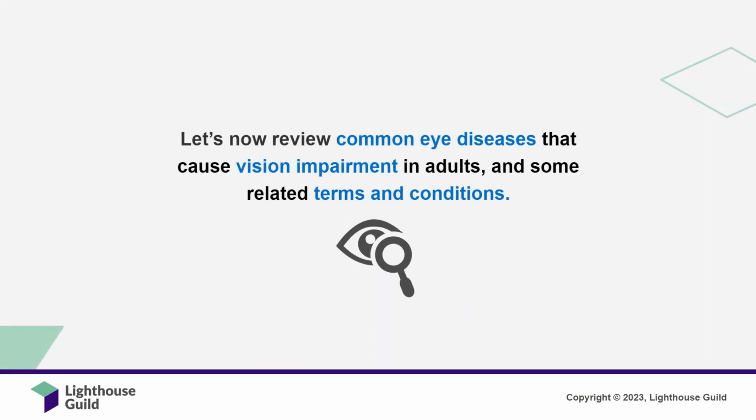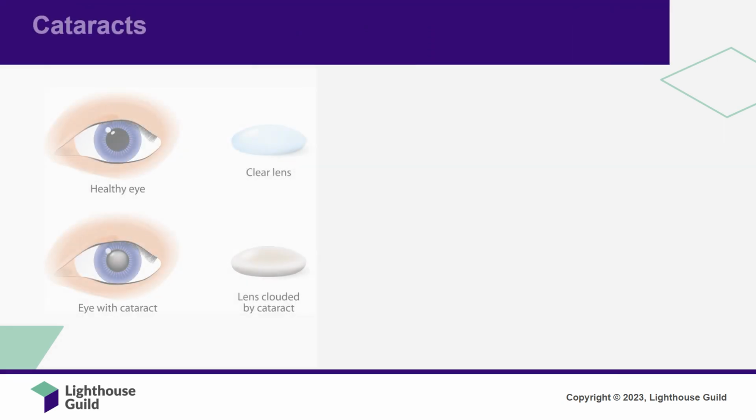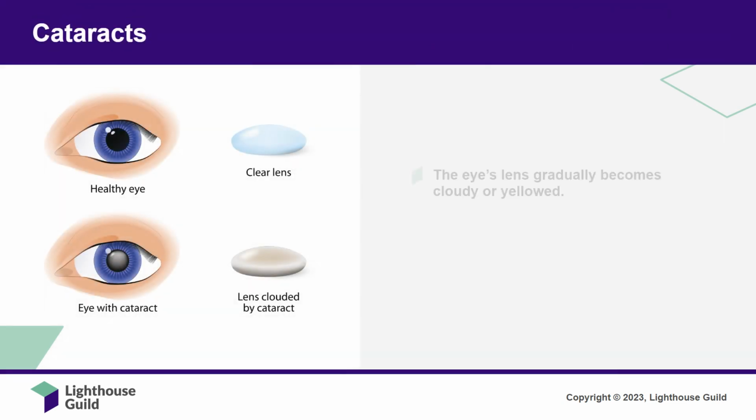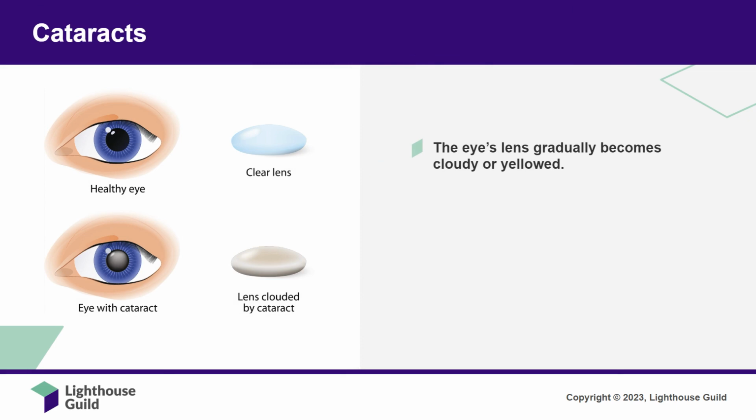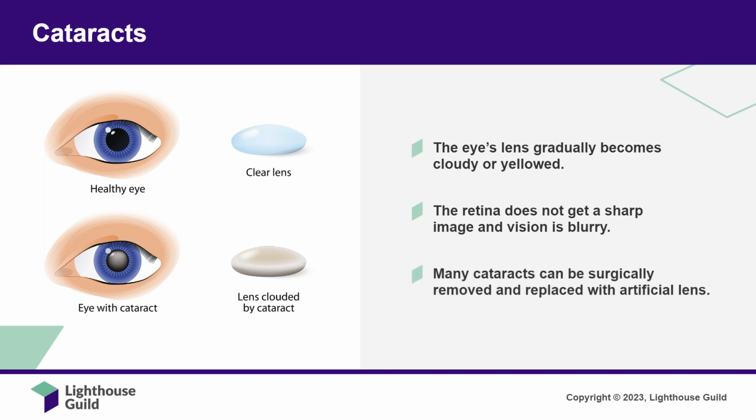Now we'll review common eye diseases that cause vision impairment in adults and some related terms and conditions. We'll begin by reviewing cataracts. A cataract is when the eye's lens gradually becomes cloudy or yellowed. The retina then doesn't get as sharp of an image, causing the person to have blurry vision. Many cataracts can be surgically removed and replaced with an artificial lens. This usually returns vision to normal.